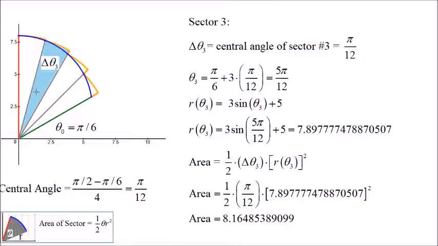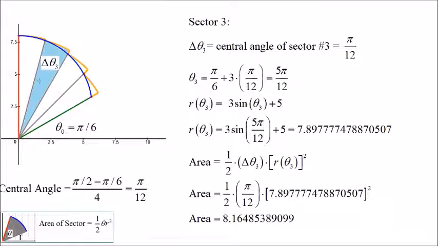This is sector number 3. This central angle corresponding to sector number 3 is pi over 12. Once again, if we go from here to here, that's an angle of pi over 6, and then to here, that'd be plus pi over 12, and then if we go to here, that'd be plus another pi over 12, and then if we go one more time, it'd be plus another pi over 12. And so the angle from here all the way over to this line would be pi over 6 plus 3 pi over 12, or 5 pi over 12.